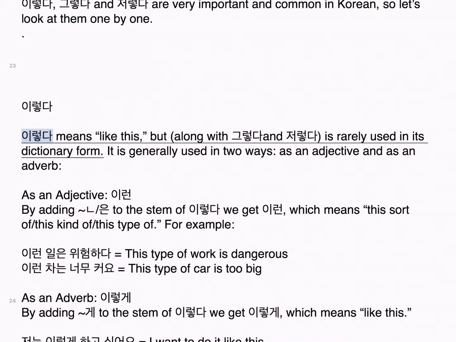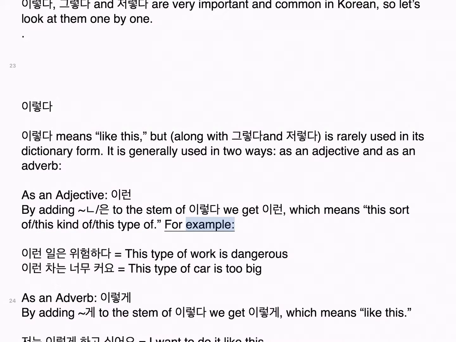이렇다 means like this, but, along with 그렇다 and 저렇다, is rarely used in its dictionary form. It is generally used in two ways, as an adjective and as an adverb. As an adjective, by adding 는 to the stem of 이렇다, we get 이런, which means this sort of, this kind of, this type of.